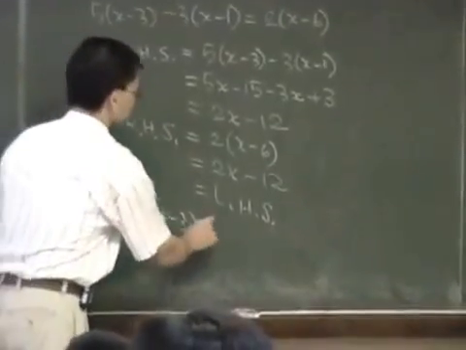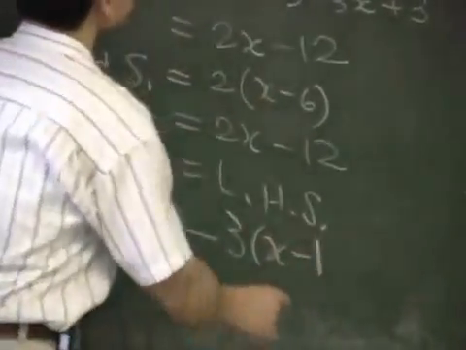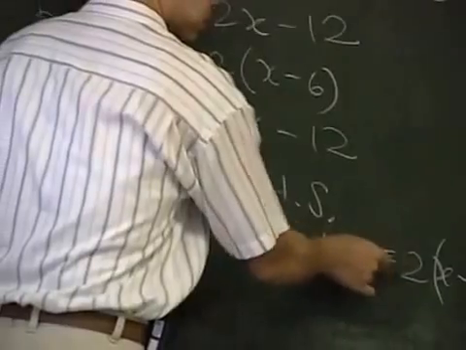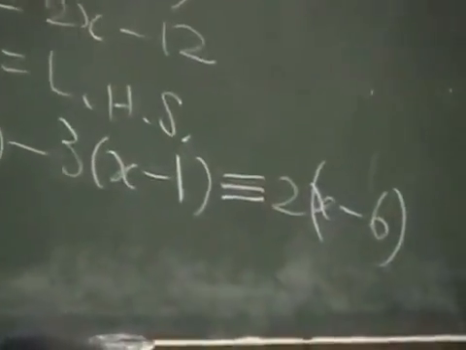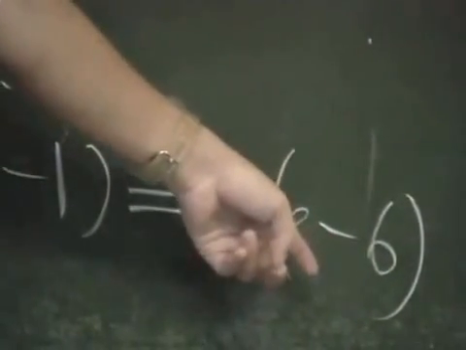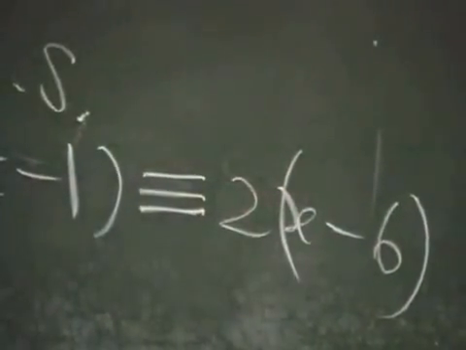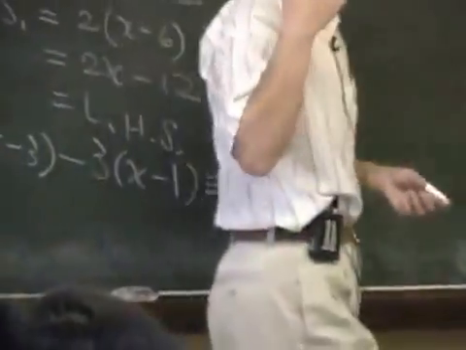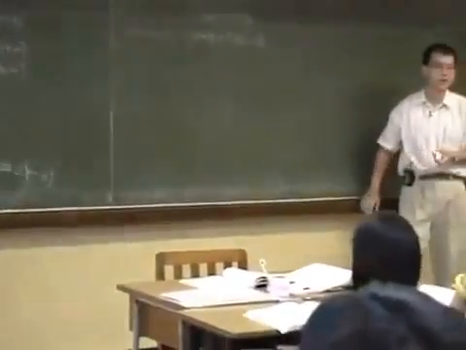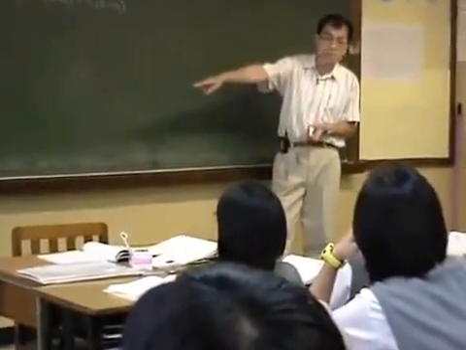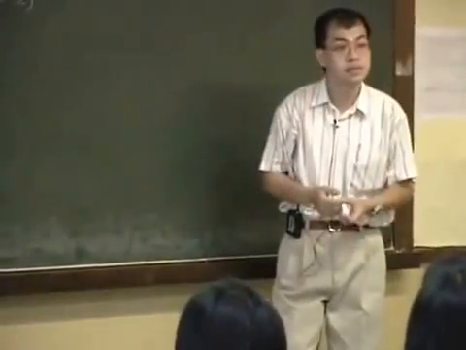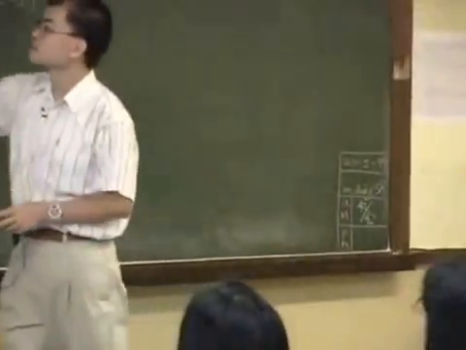5x minus 3 minus 3, bracket, x minus 1, is identical to 2x minus 6 bracket, with this symbol. It is identical to the right-hand side. Or you can write it in words: it is an identity. But of course, it is not so clear if you just write down that it is, therefore I think this symbol is better, with the three lines. Nice. Okay, how about the second one?